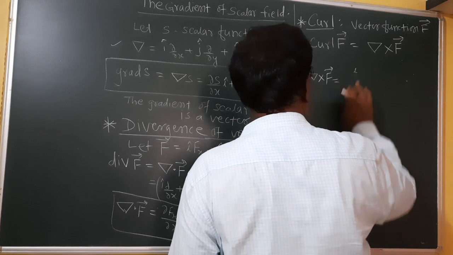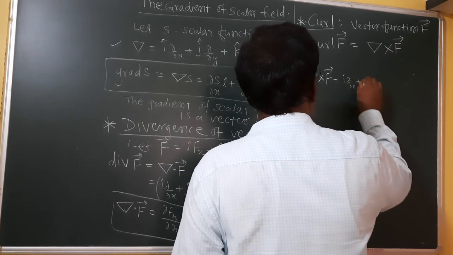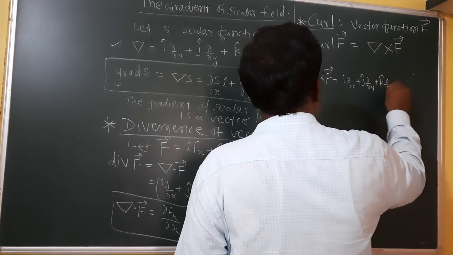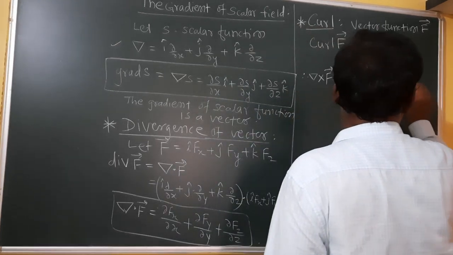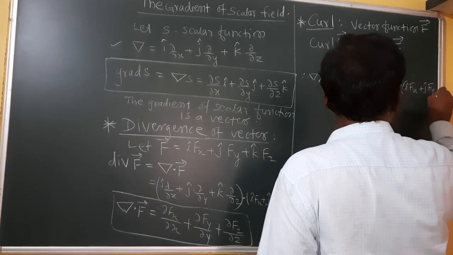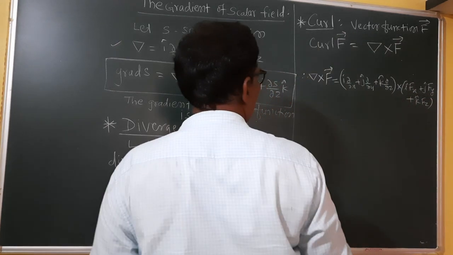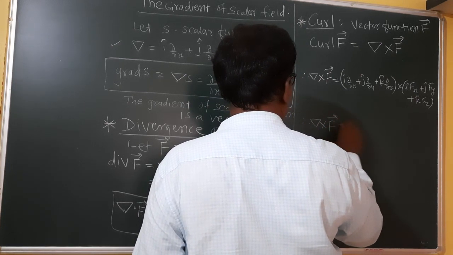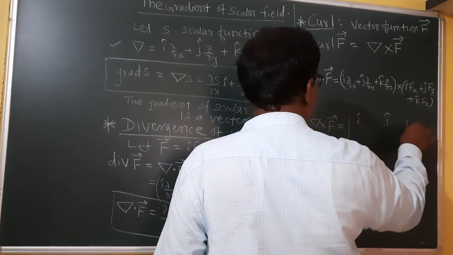So we have to write one more step extra here, that is i cap into dou by dou x plus j cap into dou by dou y plus k cap into dou by dou z, and take the cross product with the F having value i cap into fx plus j cap into fy plus k cap into fz, and take the cross product of this. What we have to get, that is curl of F bar is nothing but the determinant with rows i, j, k.